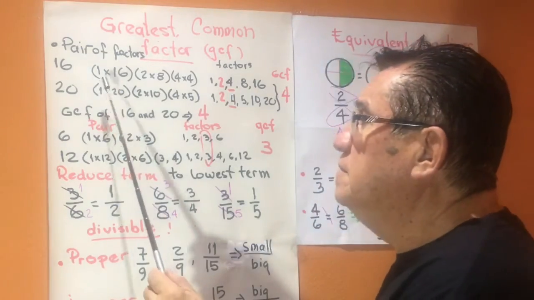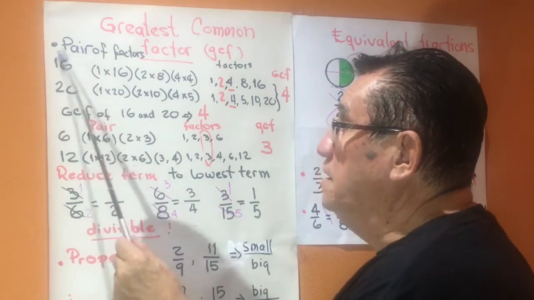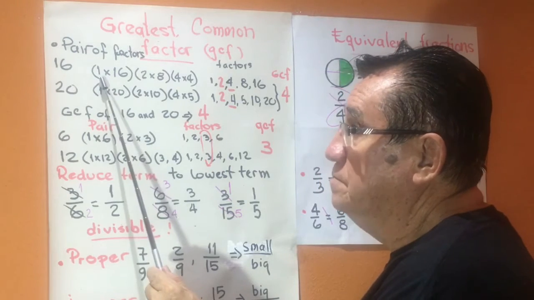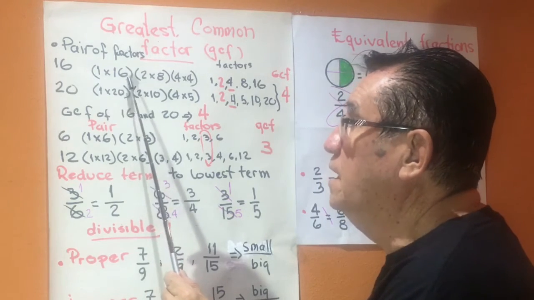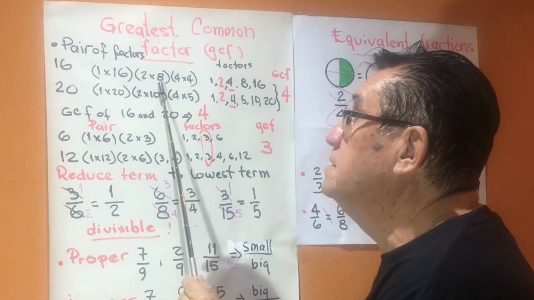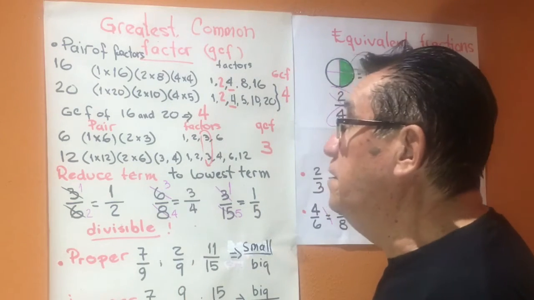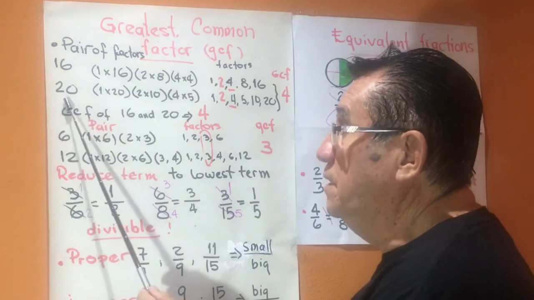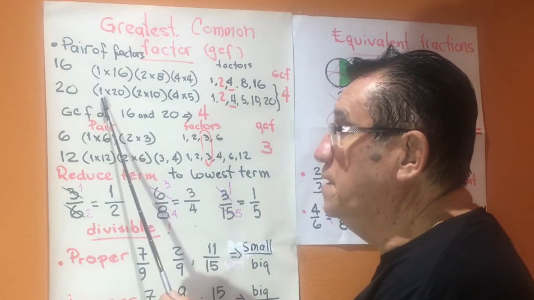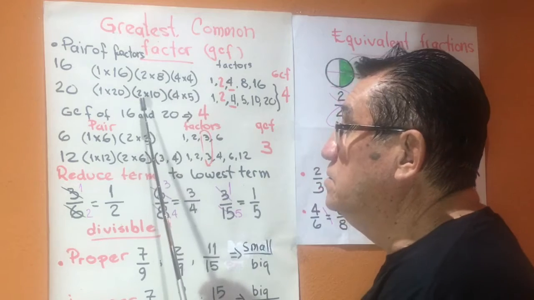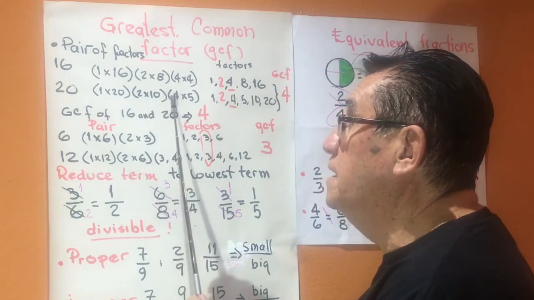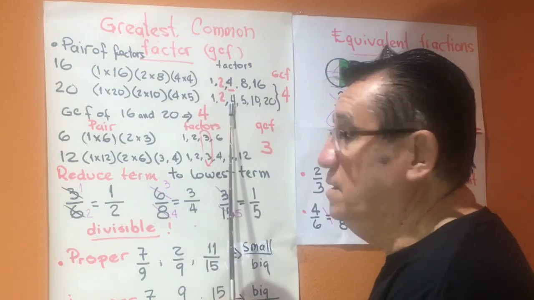How many ways can we get 16? One way is multiplying 1 times 16. Another one is 2 times 8. Another one is 4 times 4. Is there another way? No, I think not. 20 can be found by multiplying 1 times 20, 2 times 10, 4 times 5. Is there another way? No.